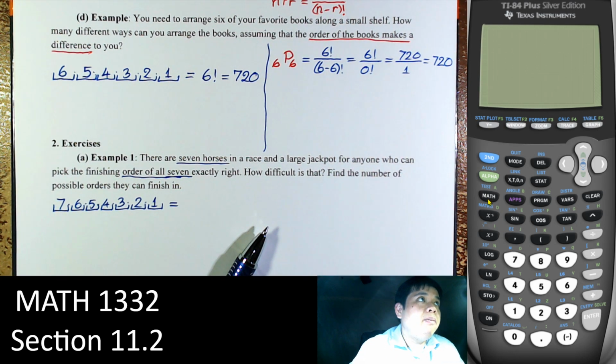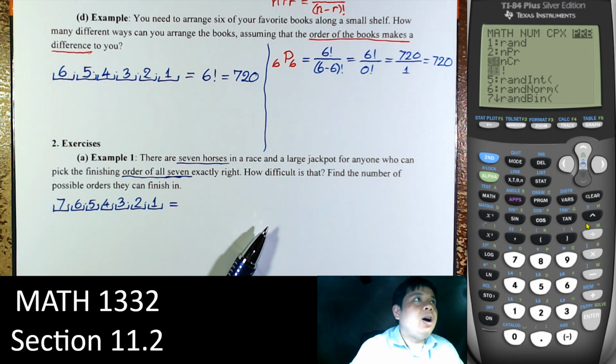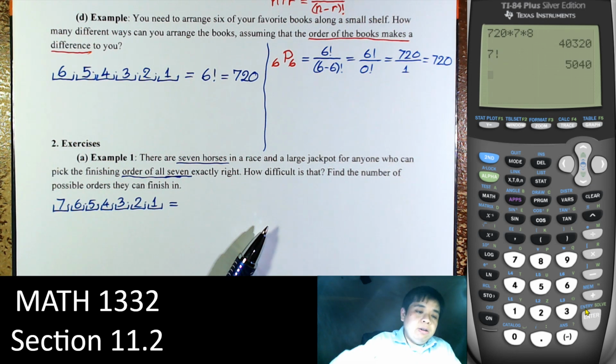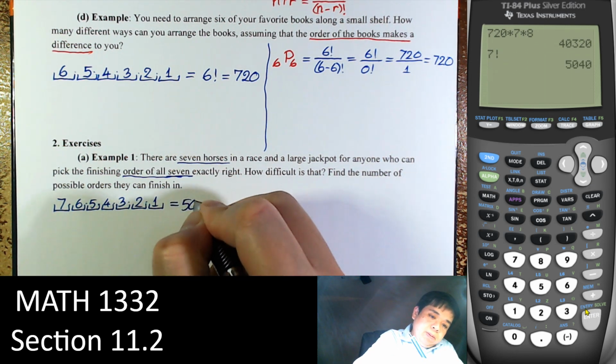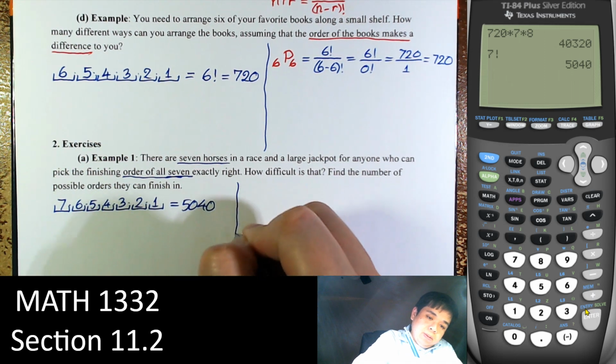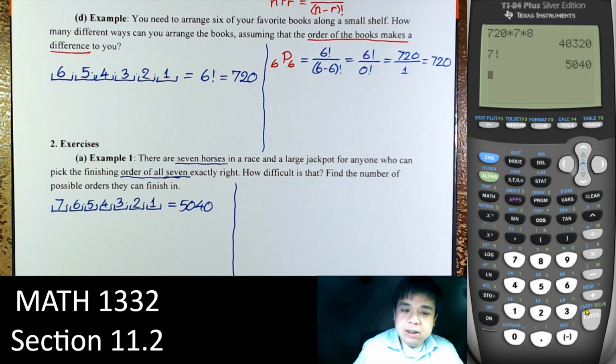7 math probability option 4, 5040. Right, next.